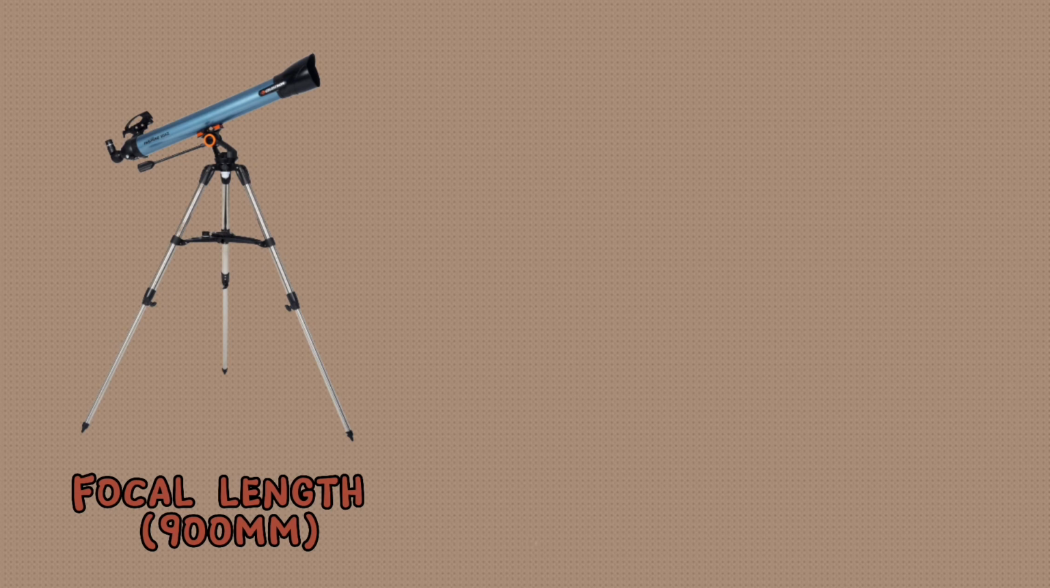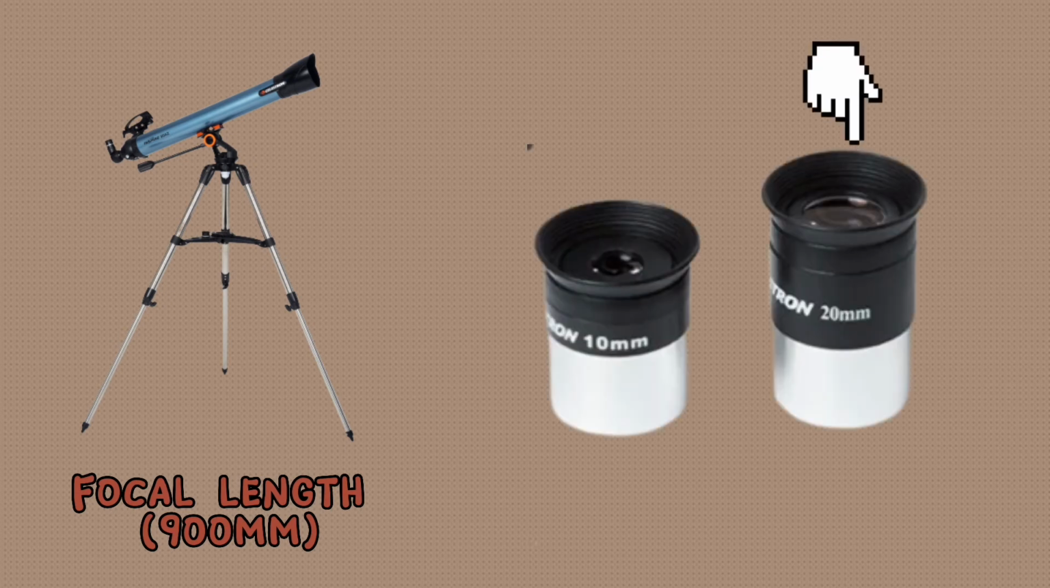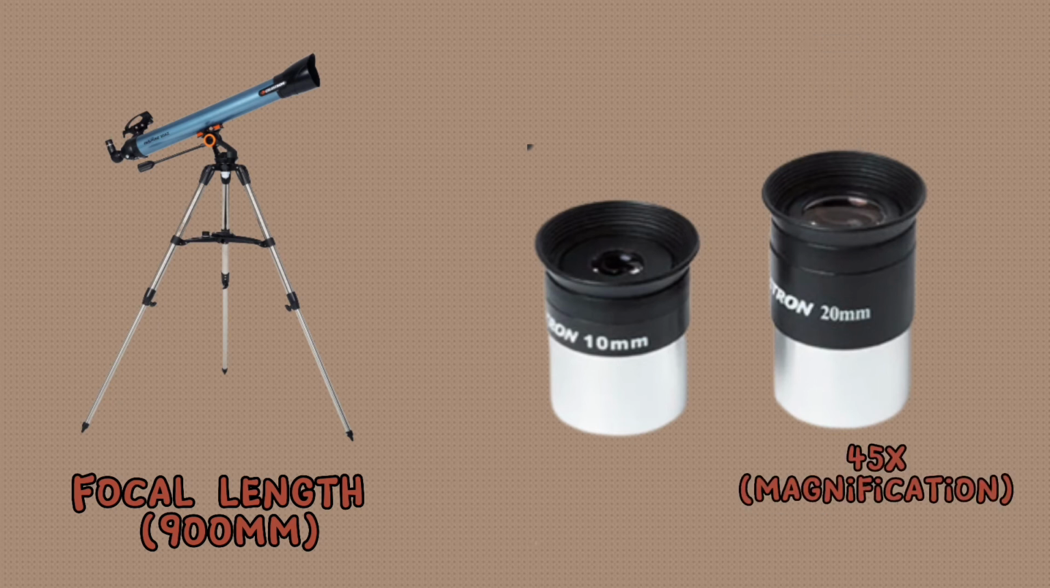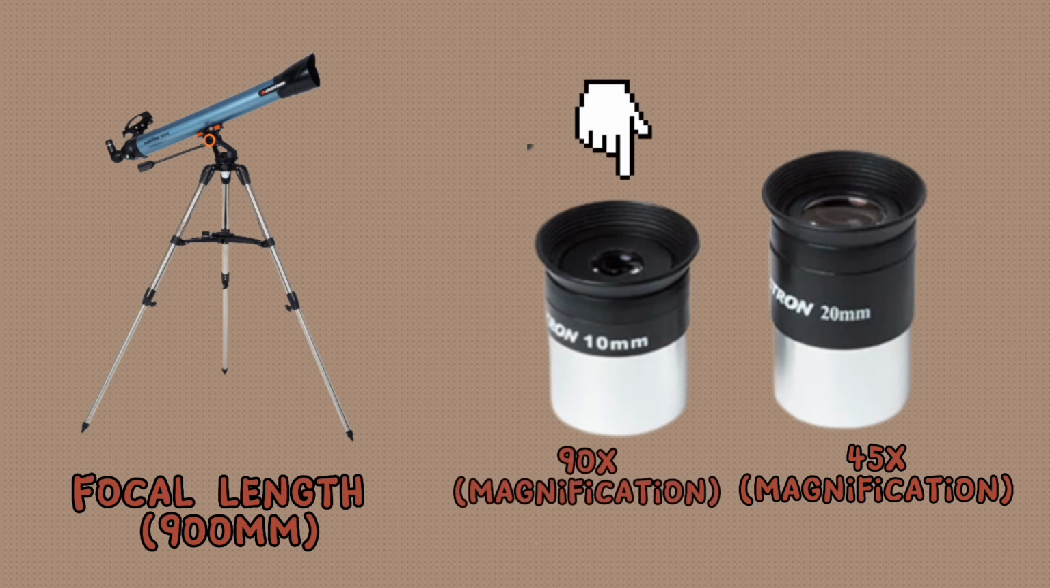So, the Inspire 80 AZ telescope has a focal length of 900 mm and it comes with two eyepieces, which are 20 mm and 10 mm. Using the 20 mm eyepiece, we substitute it into the equation. Magnification of the telescope equals 900 mm divided by 20 mm, resulting in a magnification of 45 times. While using the 10 mm eyepiece, 900 divided by 10 results in a magnification of 90 times. With the high magnification, it will provide the best view.